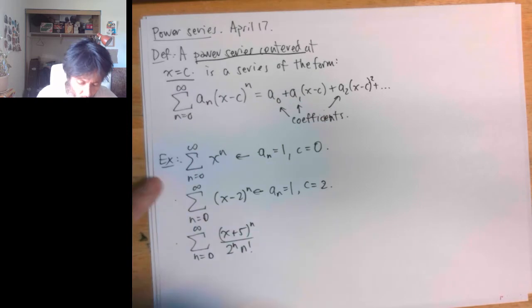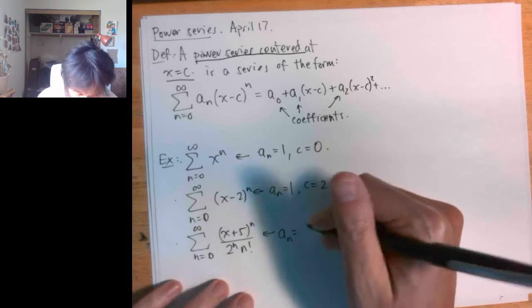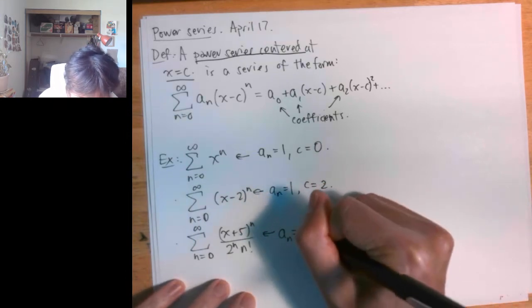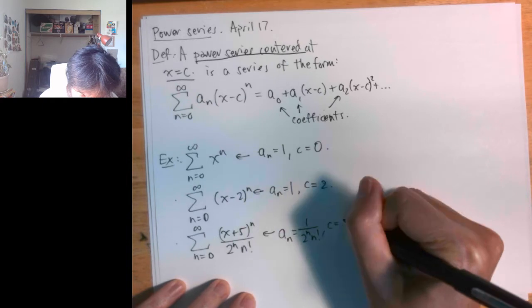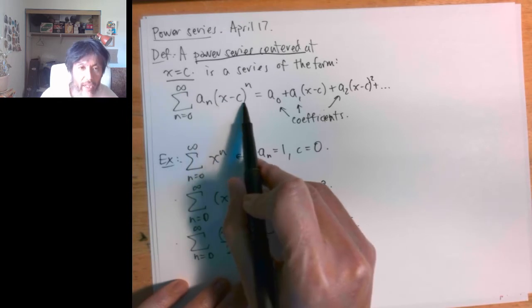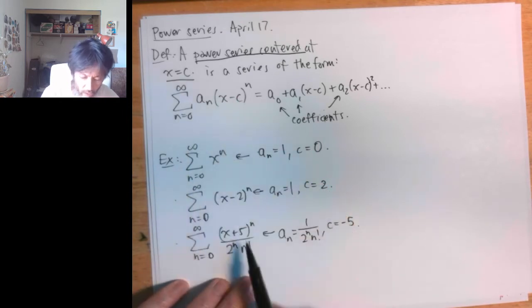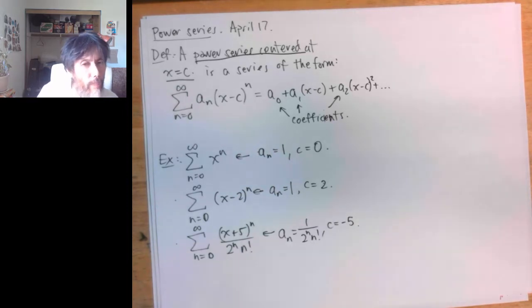Well, for this series here, what's playing the role of a sub n is 1 over 2 to the n times n factorial, and what's playing the role of c is negative 5, right? Because we subtract from x the c. So if I have x plus 5 here to the nth, I have this. Okie doke.